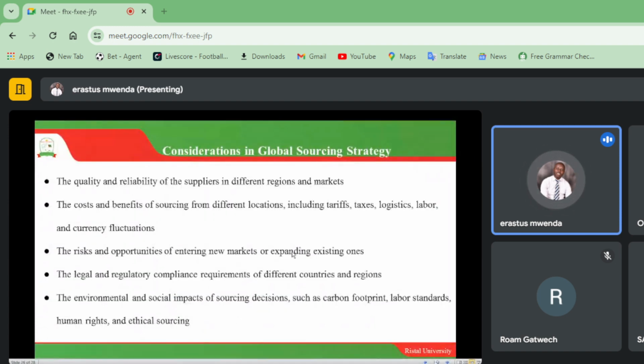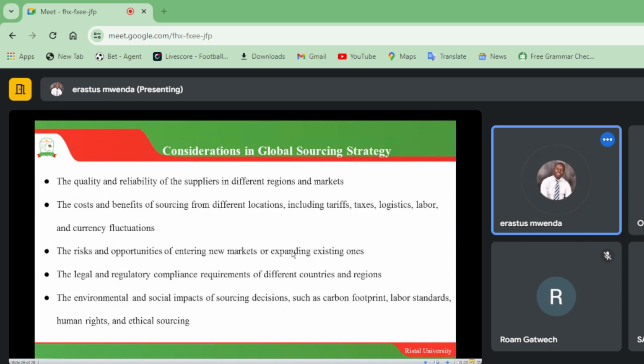Considerations when we are doing global sourcing strategies. Number one, the quality and reliability of suppliers. So you want to enter into the global sourcing arena. What are some of the things that you need to have in mind so that global sourcing is a benefit to you? So focus on having the right quality.